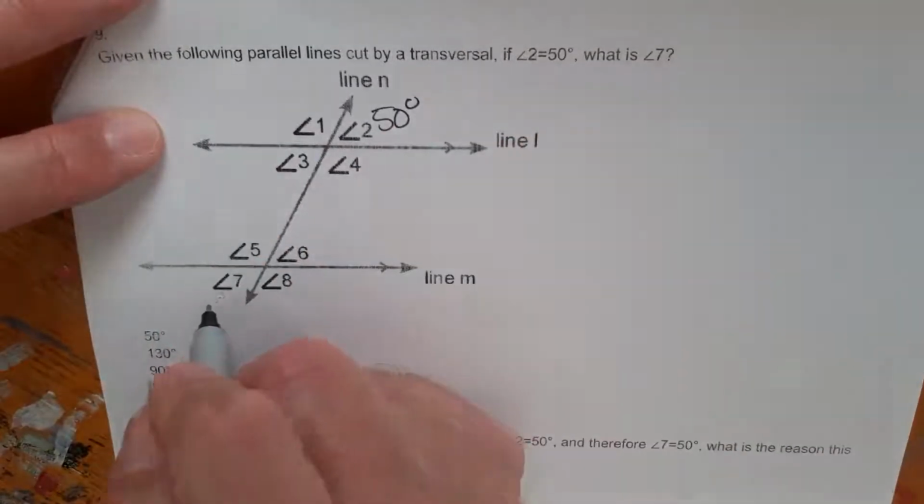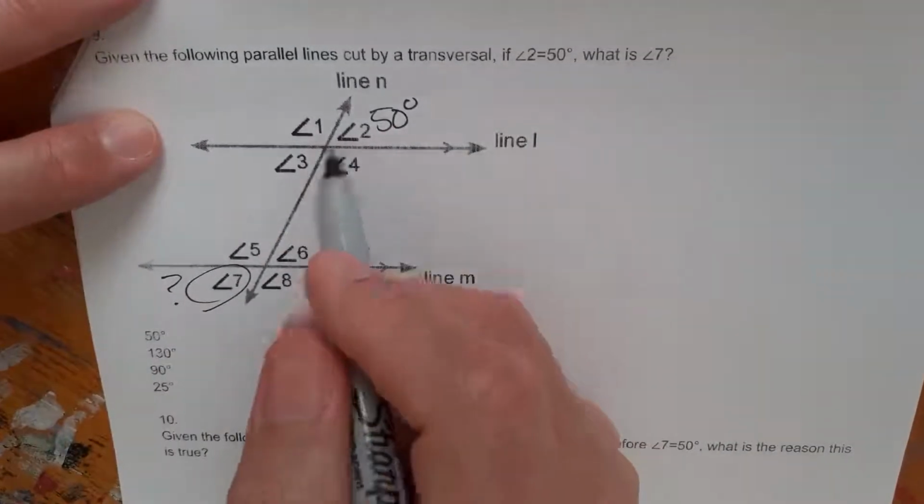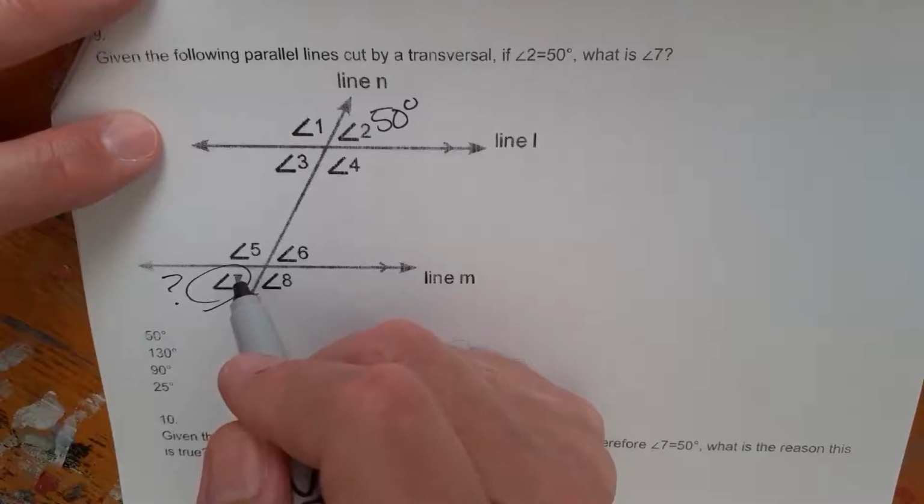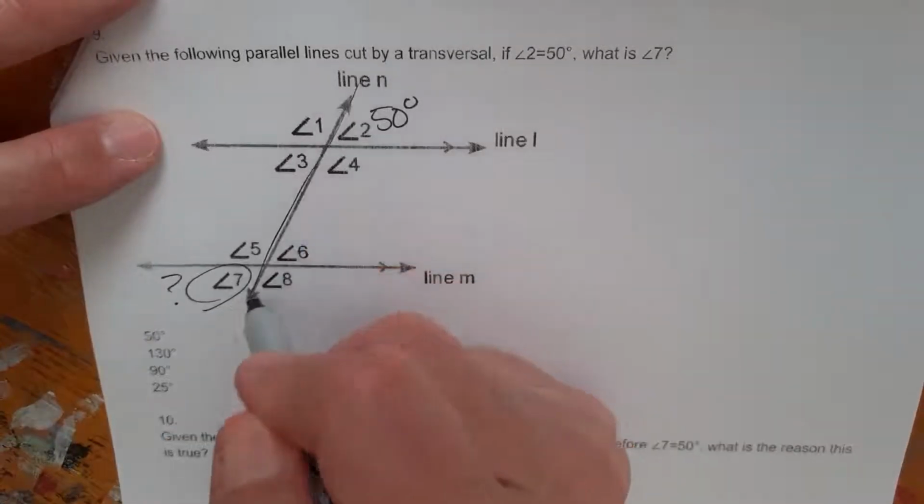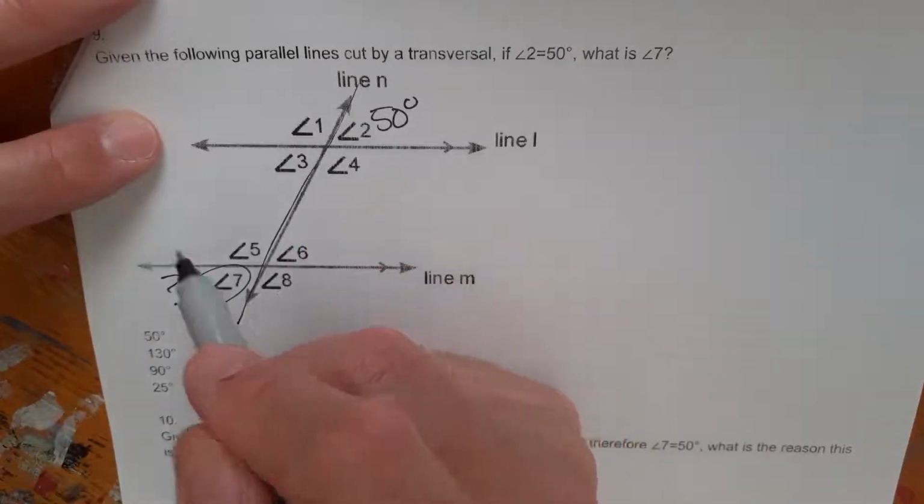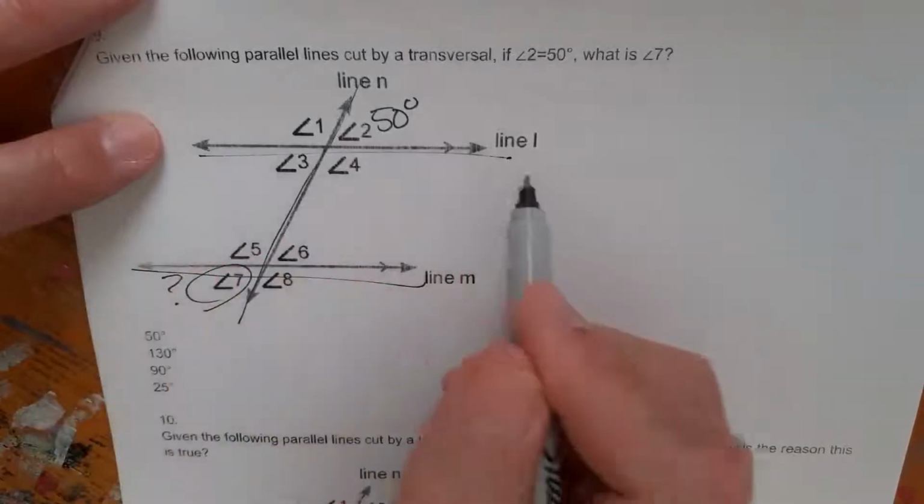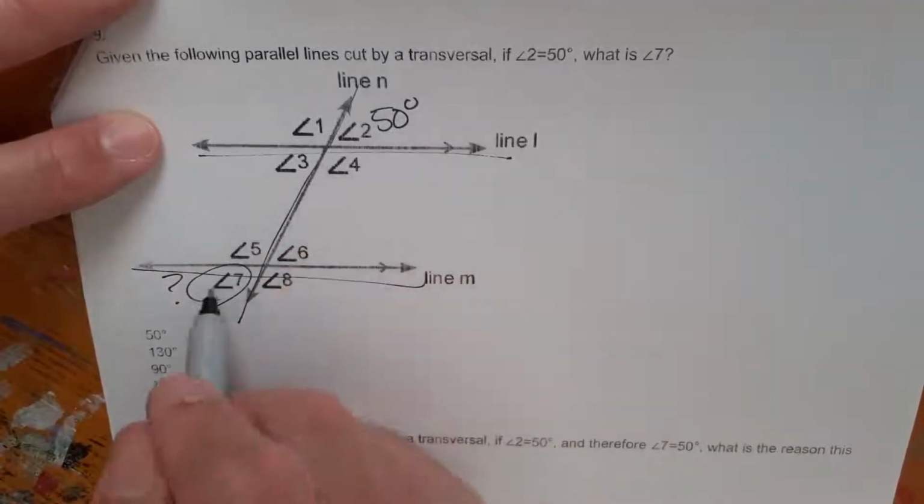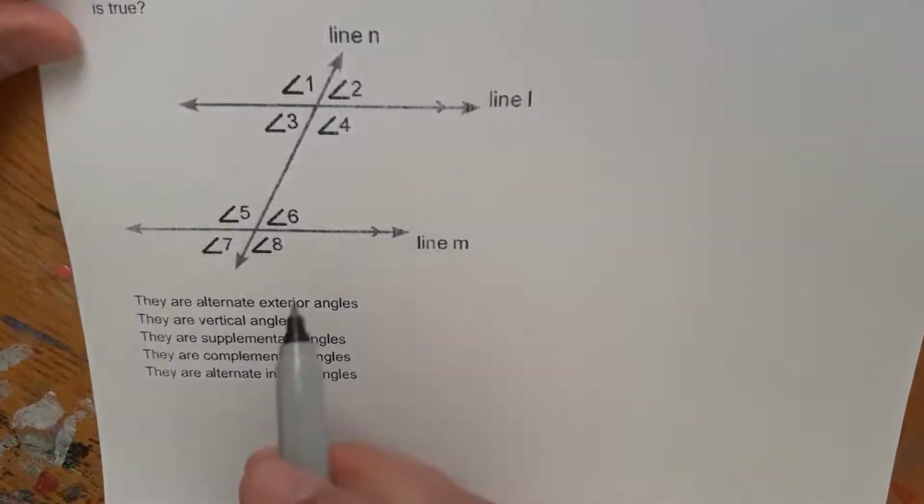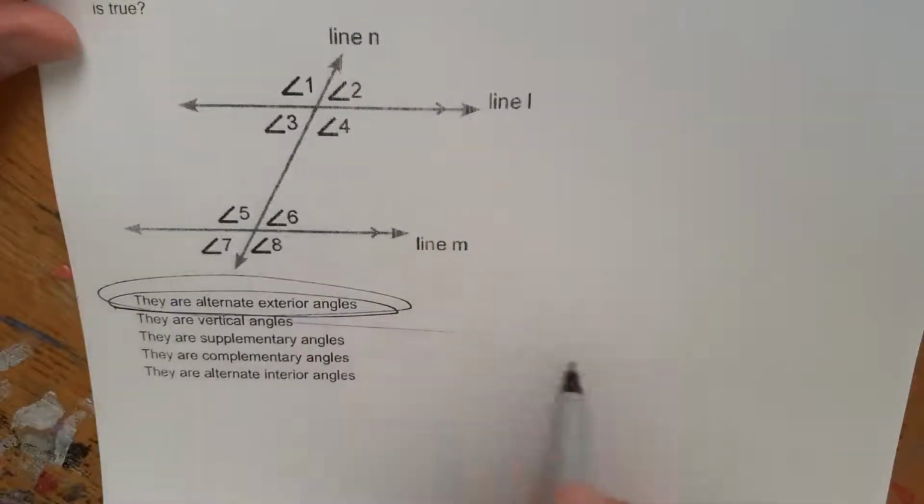What's 7? What's this one? Well, they are alternate exterior angles. Alternate because they're on alternate sides of the transversal. Exterior because they're outside the two parallel lines. So if this is 50, this is 50, and they are alternate exterior angles.